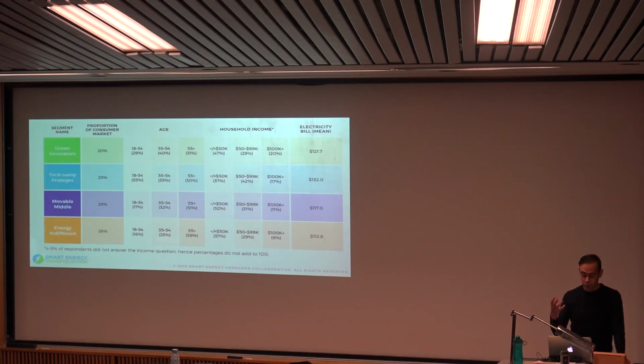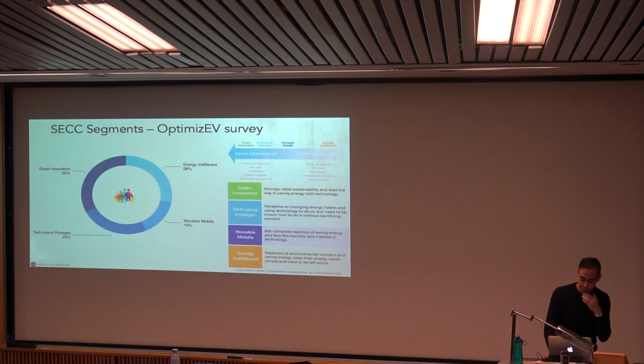Here there are some more quantitative characteristics of these 4 groups. As I was anticipating, green innovators have higher income and are more educated, and then both are lower, especially in the energy indifferent group. So we took these segments and then we built the segments for the respondents of our survey in upstate New York. In this case, we had green innovators at 32%, so higher. And I have another slide where I compare with the national percentages.